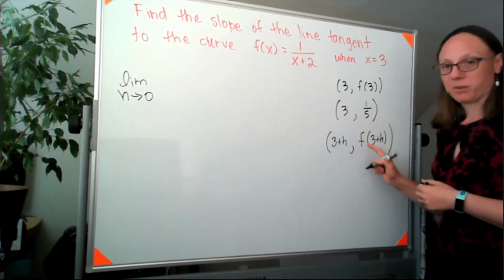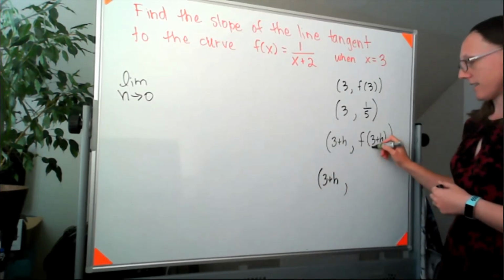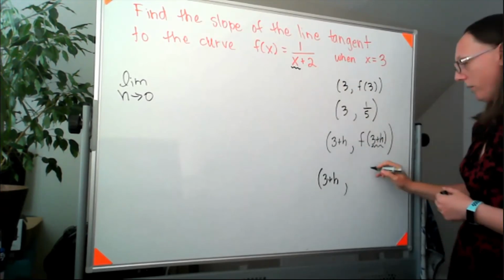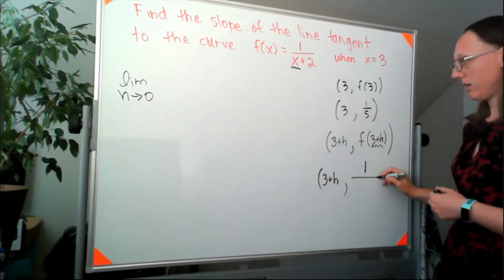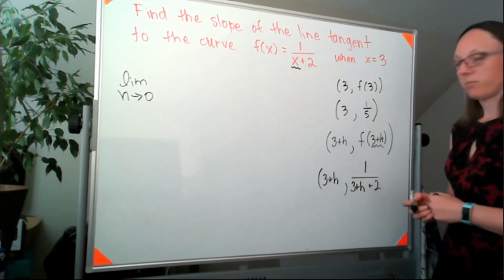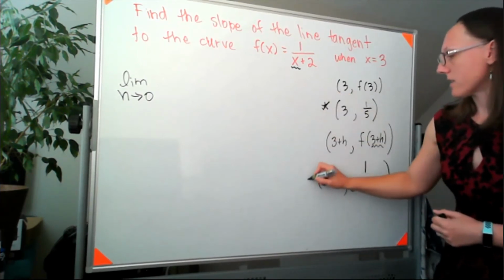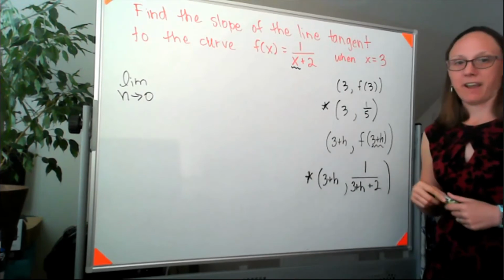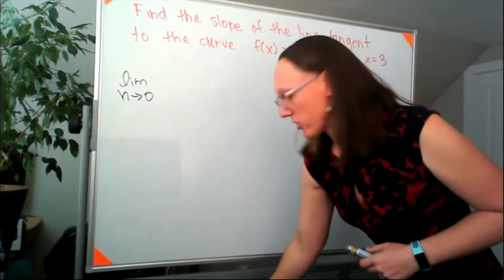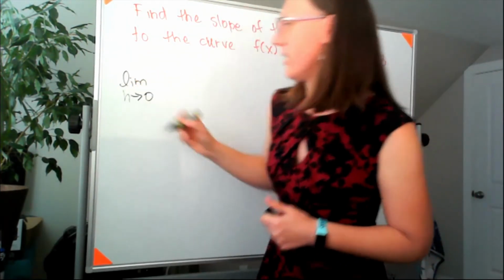And f of 3 plus h says I'm taking 3 plus h and plugging it in for x. So I would have 1 over 3 plus h plus 2. So these are my 2 points that I'm finding the slope between, and then taking that limit, my h got a little crooked, taking that limit as h approaches 0.